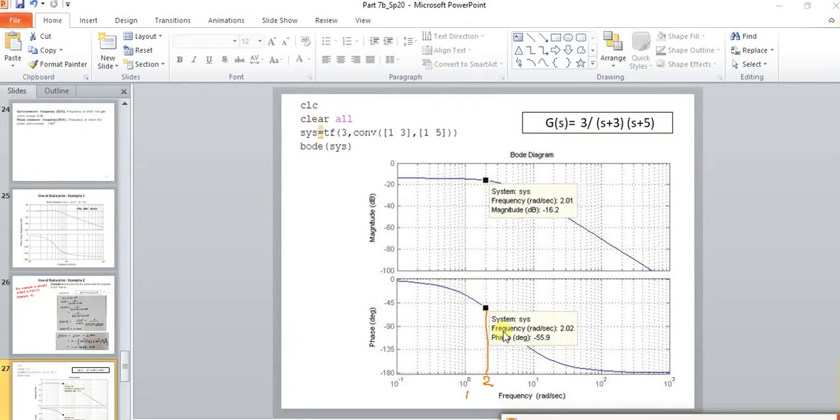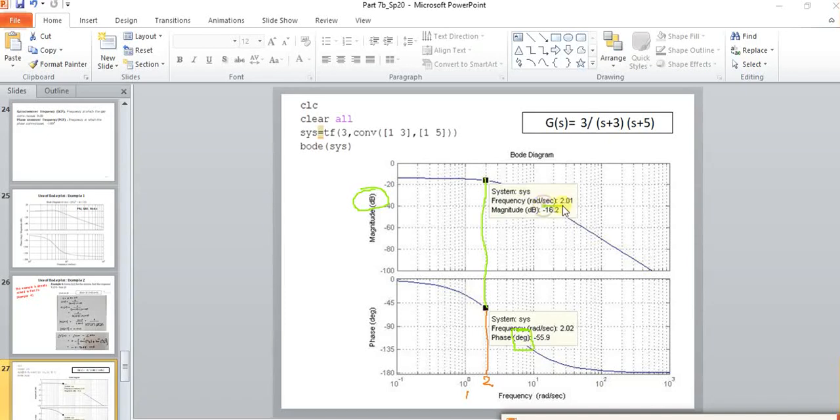in fact I got the data from MATLAB itself. We can see here it says frequency is 2.02 because I could not place the cursor exactly at 2 radians per second, so it shows me 2.02. At 2.02 radians per second, the phase is minus 55.9. It is in degrees. Okay, and the gain, or the magnitude, is minus 16.2 decibels.